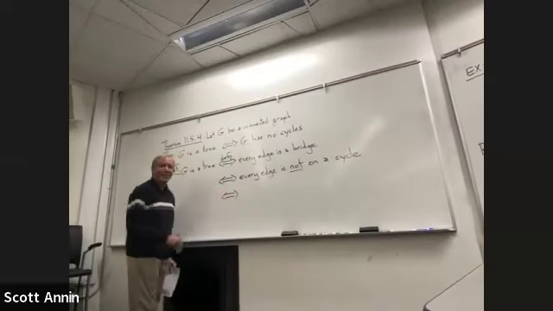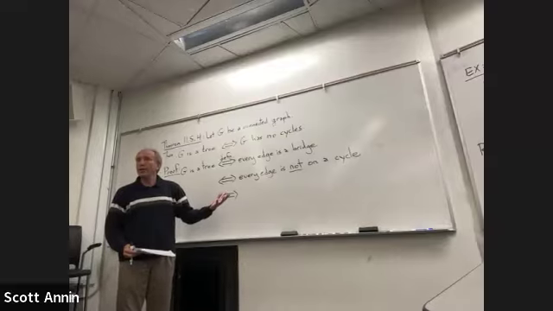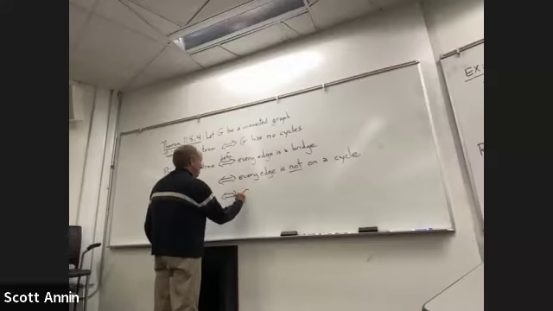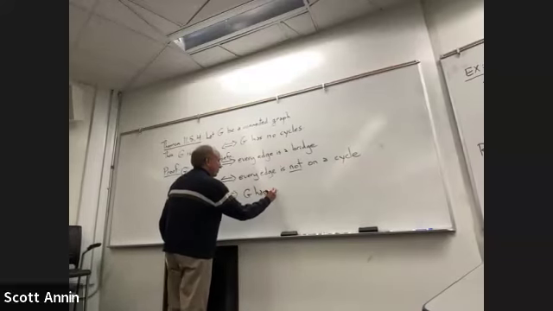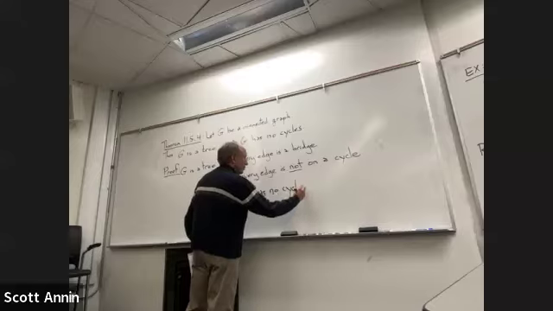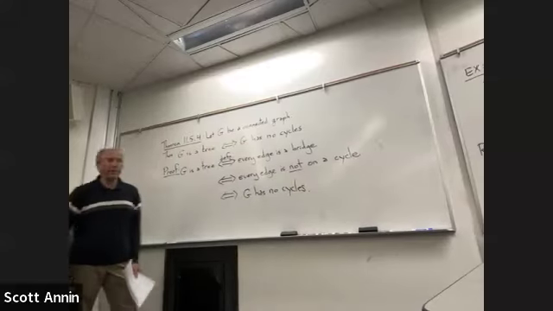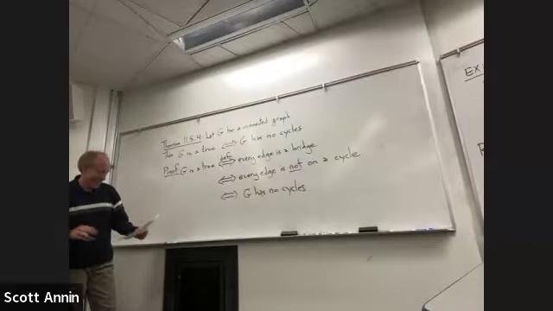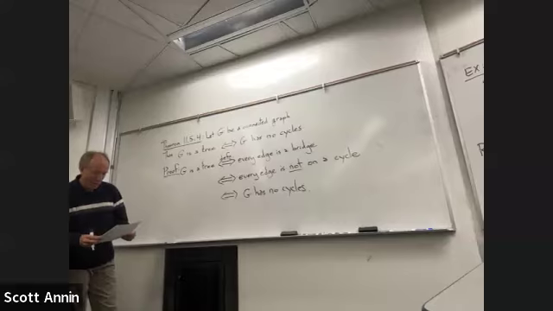Well, if every edge is not on a cycle, then you just don't have any cycles. Okay, so this is just G has no cycles. So there's your full proof right there. That's it. Okay. Does that make sense? All right. Pretty straightforward.